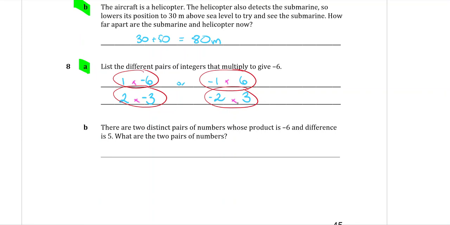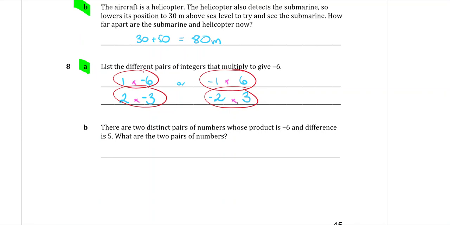Okay? Part B says there are 2 distinct pairs of numbers whose product is -6, and their difference is 5. What does difference mean? You've got to subtract. Difference means subtract. So of these 4 that I have up here, if I were to subtract the numbers, will I get a 5? So if I do 1 minus -6, what does that make?